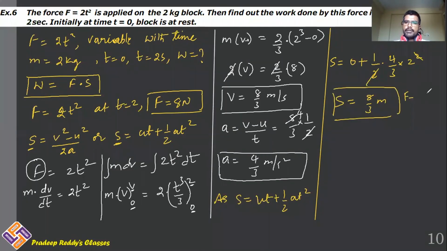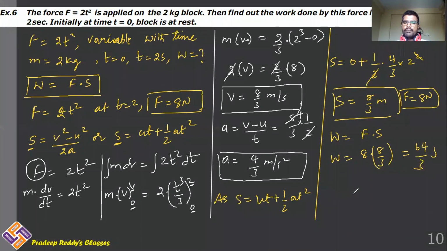Force is equal to 8 Newton, already we have calculated. Work done W is equal to F dot S. Work done W is equal to 8 Newton into 8 by 3, which is equal to 64 by 3 joule. So net work done in this case is equal to 64 by 3 joule. That's the final answer.